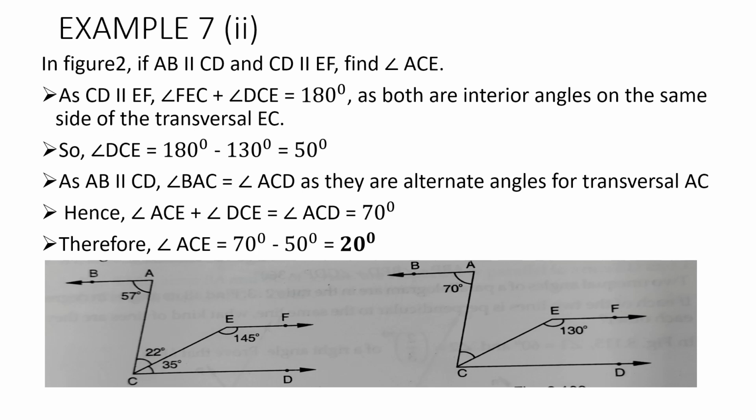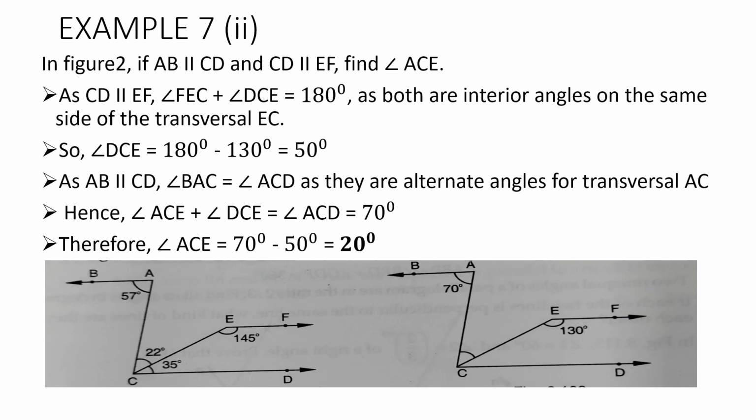Now lines AB and CD are parallel to each other. So angle BAC and angle ACD are alternate angles for the transversal AD. So they will have the same measure. So now we have angle BAC is equal to angle ACD.